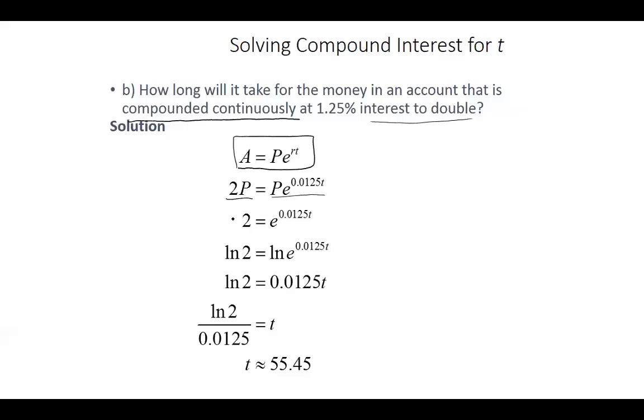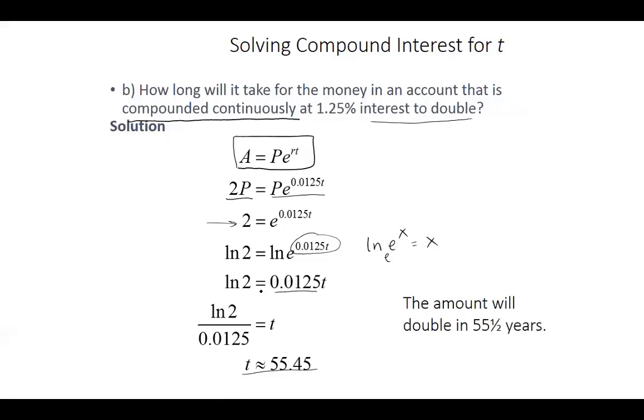Basically, you'll have to solve for t here after I divide both sides by P, the P cancels. When you take a natural log of both sides here, if you recall on the right-hand side, the natural log of e to the power of x would be simply x. So we're looking at this exponent here on the right-hand side. And the natural log of 2 is just a constant. Divide both sides by the coefficient of t, and that would give me t would be 55.45. So the amount will double in about 55.5 years.